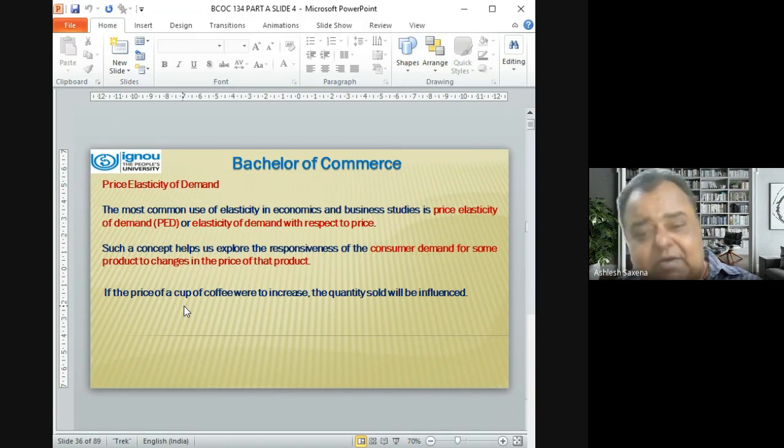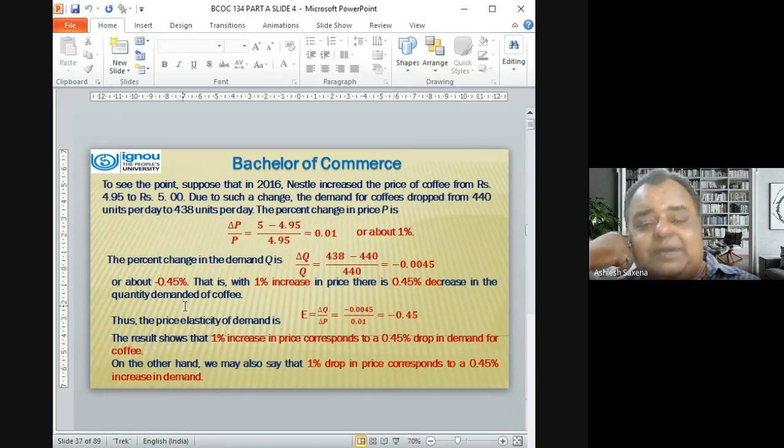Now see, to see the point, suppose that in 2016, Nestle increased the price of coffee from rupees 4.95 to rupees 5. That means we can say a mere increase of 0.05. Due to such a change, the demand for coffees dropped from 440 units per day to 438 units per day.